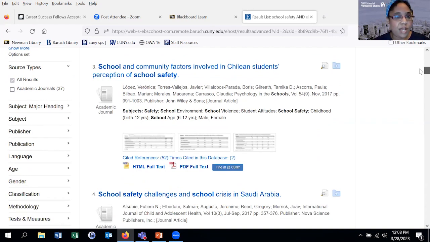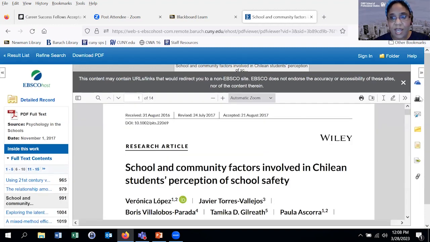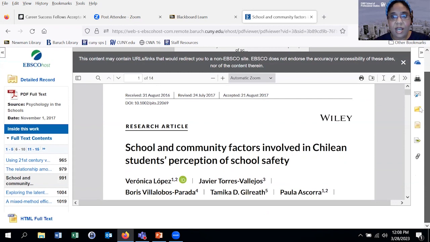Psychology in Schools is our next journal. So it's School and Community Factors Involved in Chilean Students' Perceptions of School Safety. That sounds interesting. Most psychological research, about 80%, is from North America. So when we find something that's not from North America, it's kind of exciting. And there's a big move right now to sort of decolonize, shall we say, research and make research a little bit less Western focused. Which I think is a good move because we need to know more about the rest of the world. We don't talk enough about the rest of the world.